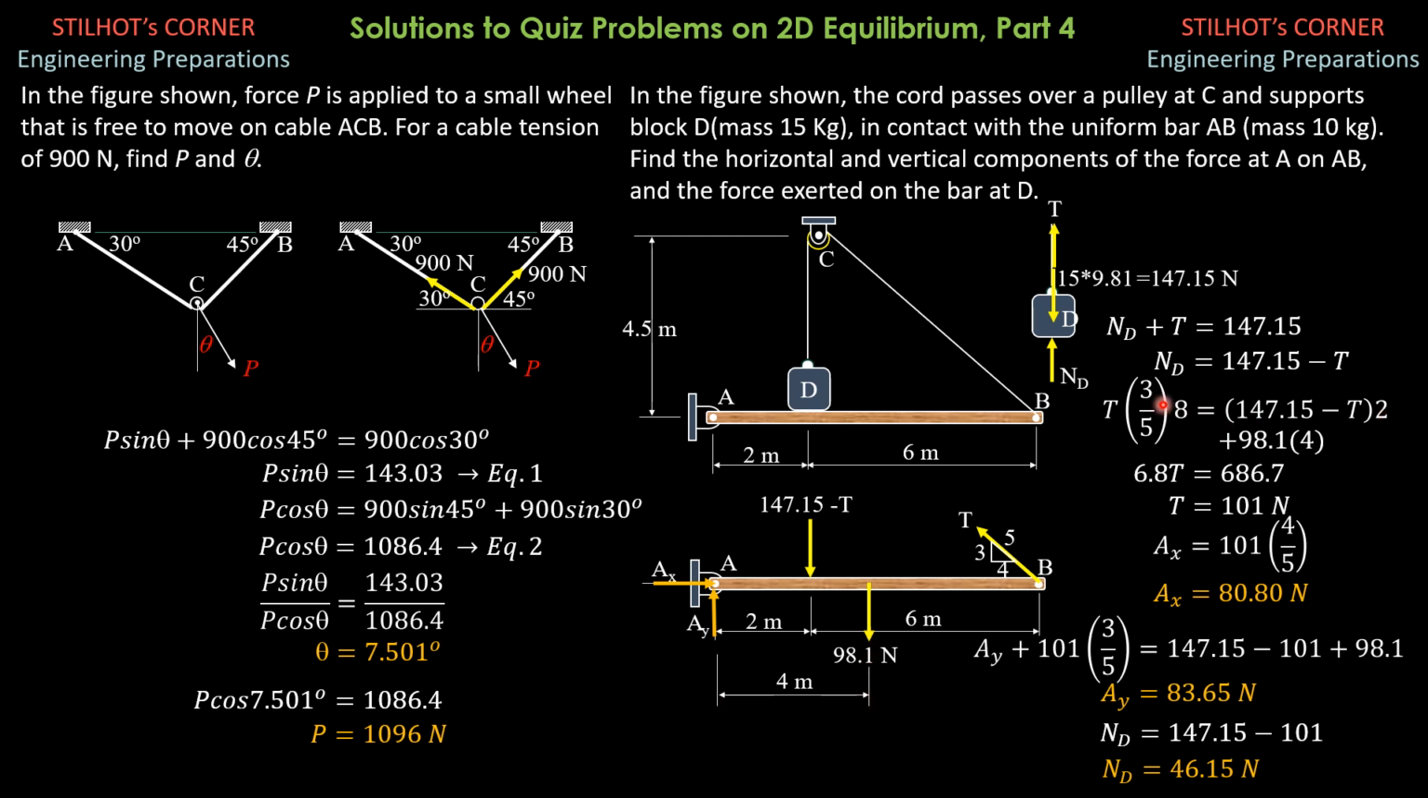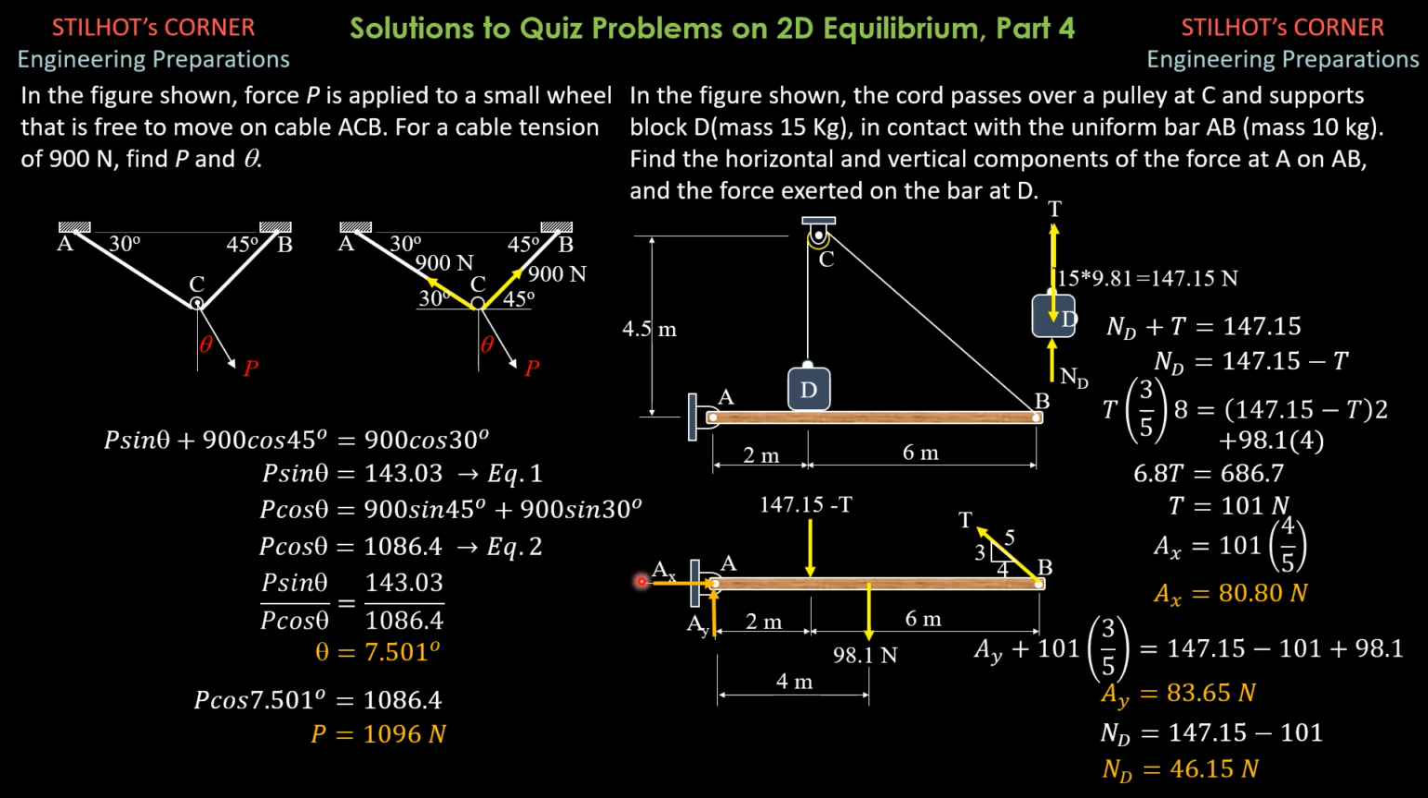Simplifying, we have 24 over 5, plus 2, that's 4.80, plus 2T is 6.80. Then combining 147.15 times 2 and plus 98.1 times 4, that right side is 686.7. So T therefore can now be computed, 686.7 over 6.8. So T is 101 newtons.